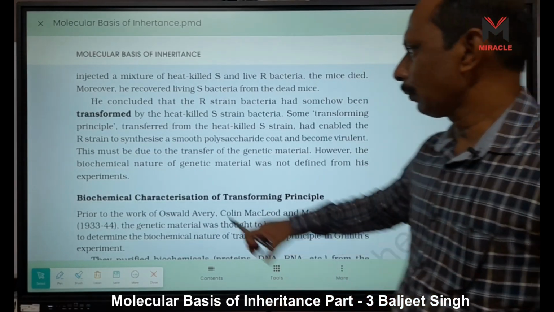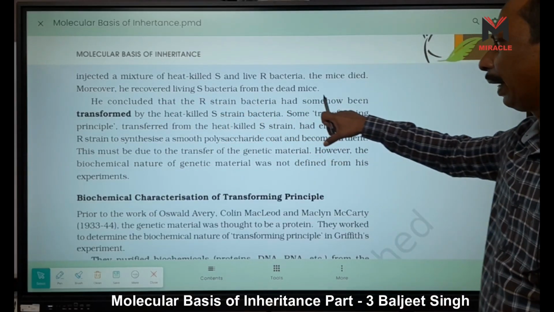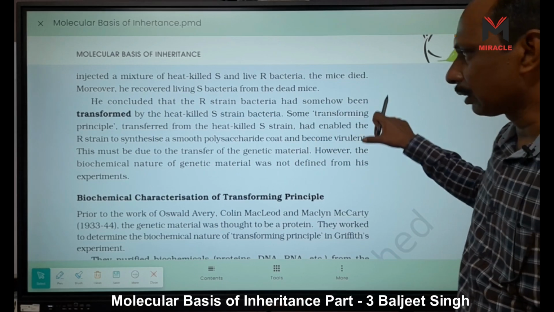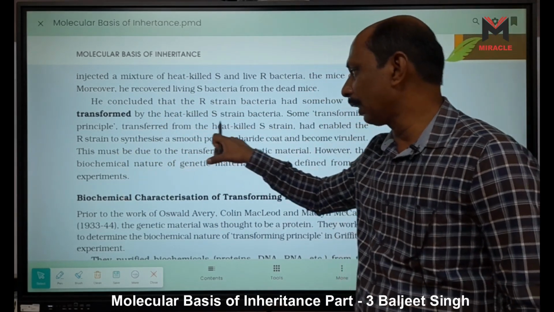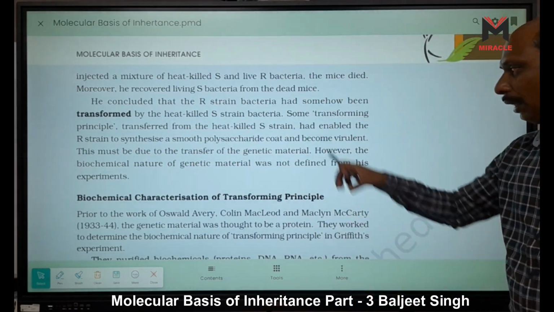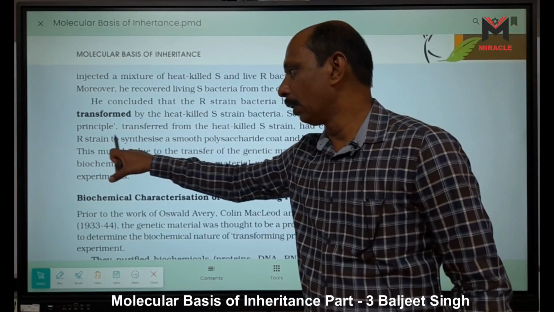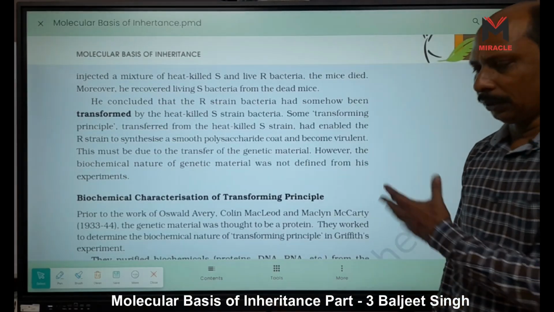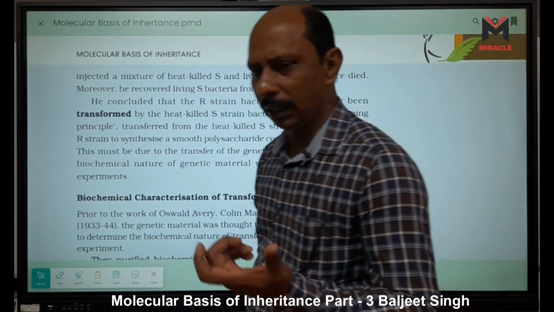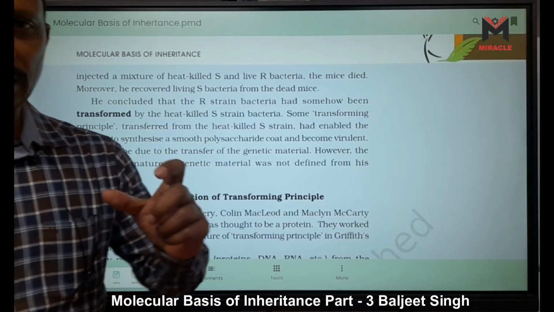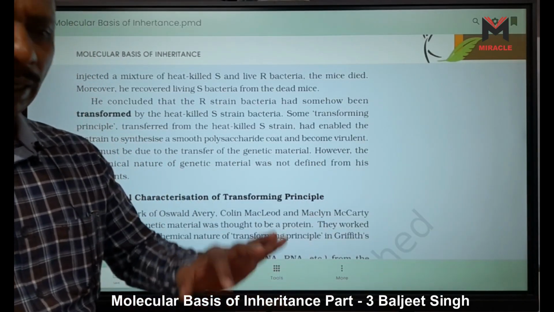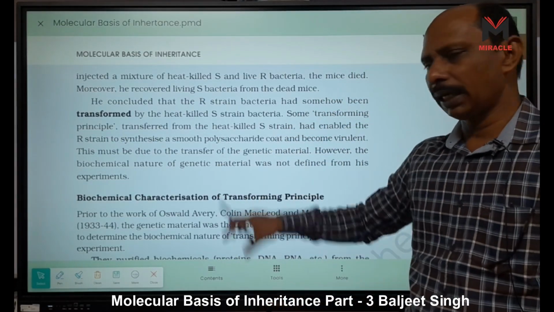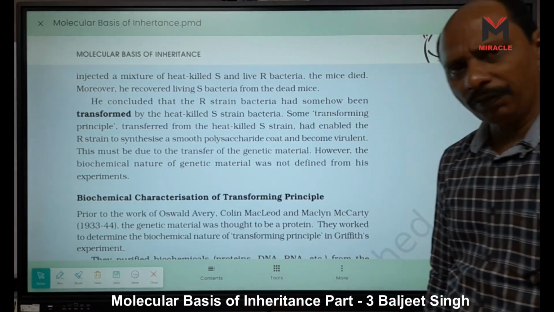He concluded that R-strain bacteria had somehow been transformed by the heat-killed S-strain bacteria. Some transforming principle was transferred from the heat-killed S-strain, and enabled the R-strain to synthesize a smooth polysaccharide coat and become virulent. Today we understand that some part of the DNA of the heat-killed S-strain bacteria entered the R-strain bacteria, which then also forms the smooth polysaccharide coat, and this is responsible for the infection, right?